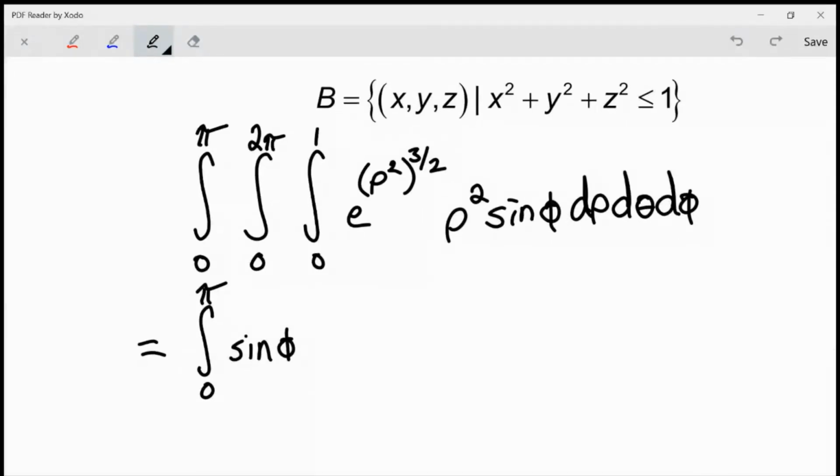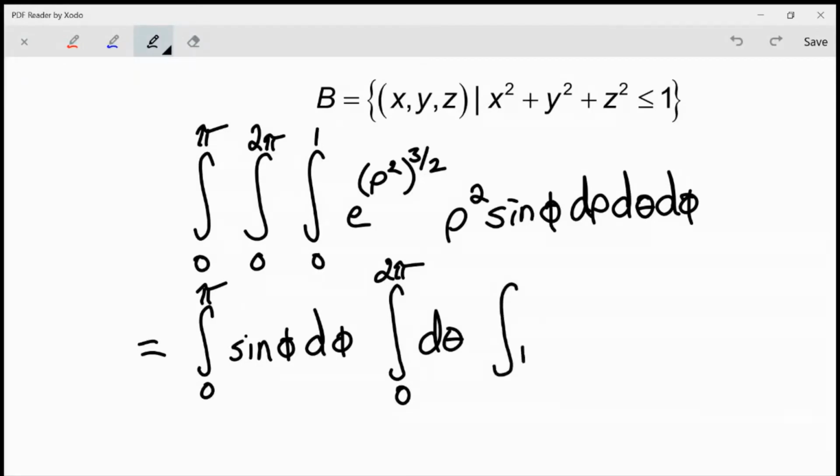And so I'm going to separate this out because there's no interaction between my variables when I'm taking antiderivatives. Essentially, if I just treat these as 3 separate integrals, I'm not really changing anything. I'm just simplifying the process a little bit by breaking these apart. So for the theta, I don't have anything in here but a d theta. And then for the rho, this is the only part of the integrand where I'm going to have to do a little bit of work.